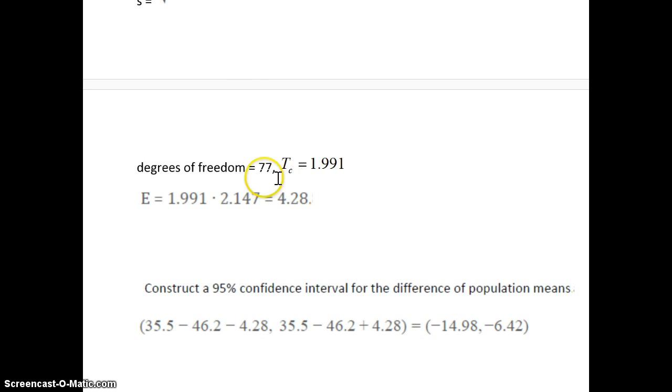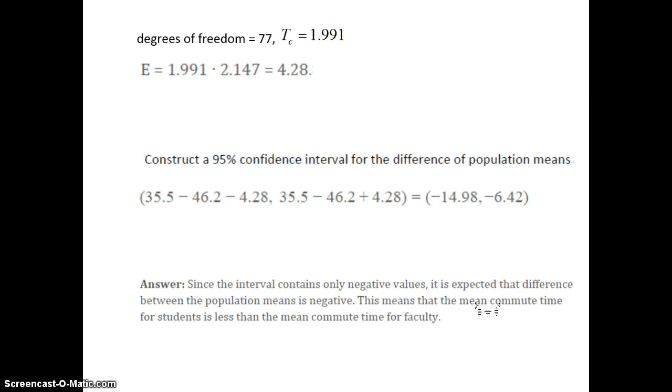It would not be that easy to calculate that for independent samples. You go back to the table, and you're going to find the t-critical value for a 95% confidence interval of 1.991. To get your margin of error, it's the t-critical value times the standard error, 4.28. So, it's the difference of the X bars minus the margin of error, and the difference of the X bars plus the margin of error: negative 14.98 to negative 6.42.